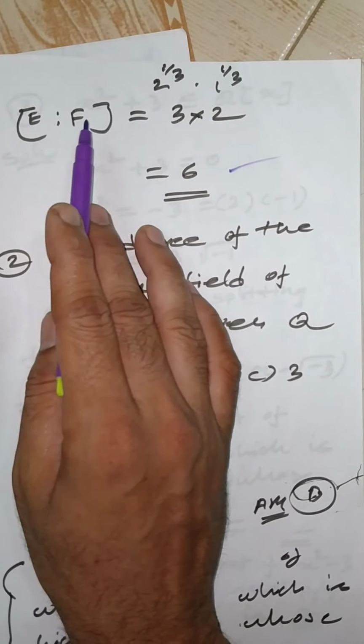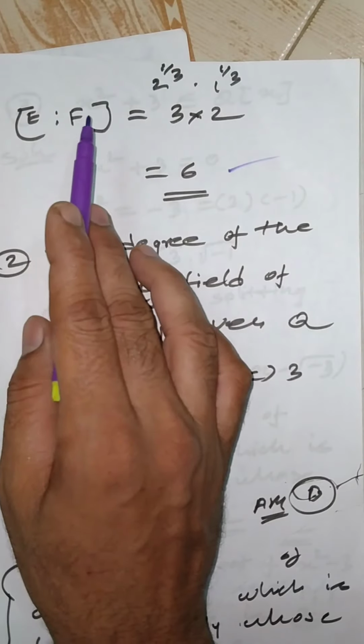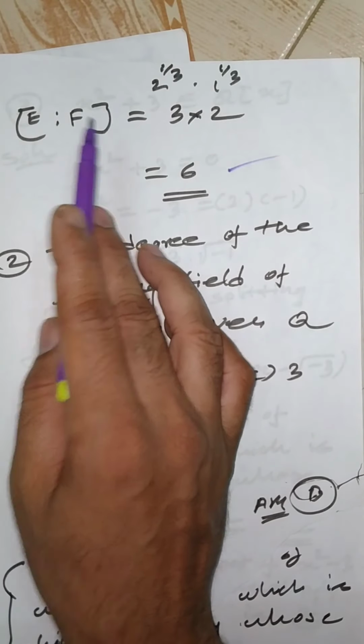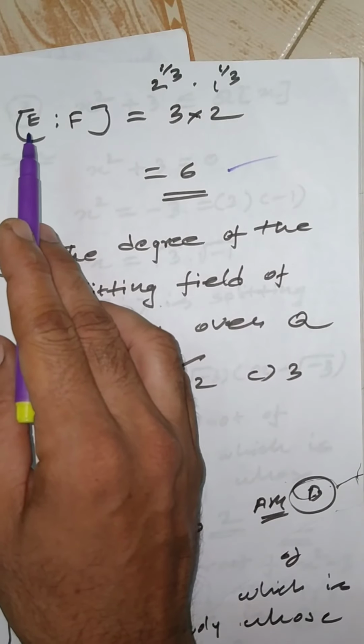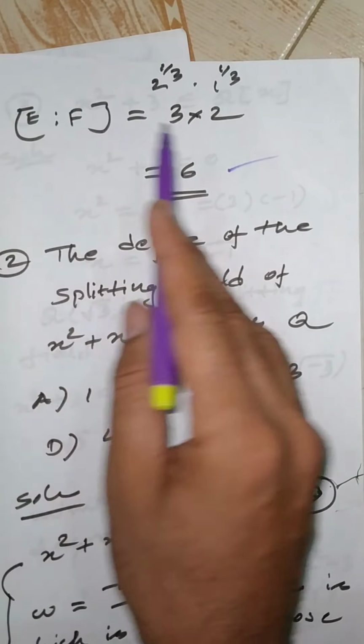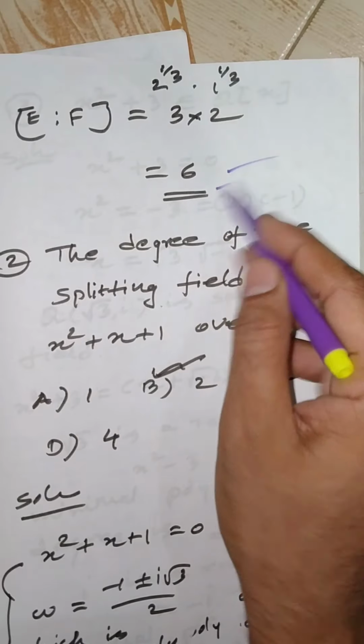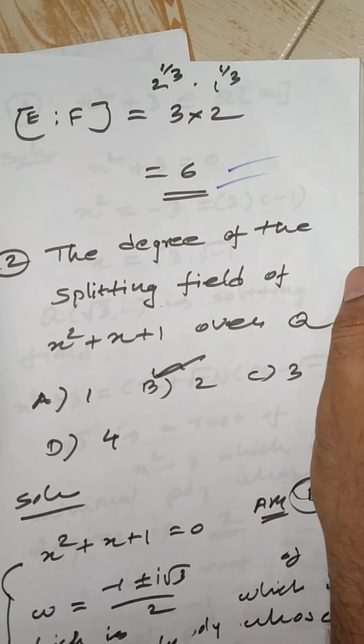Alright. The given Q, that is F, I take the extension, that is R. So we are getting the degree 6.